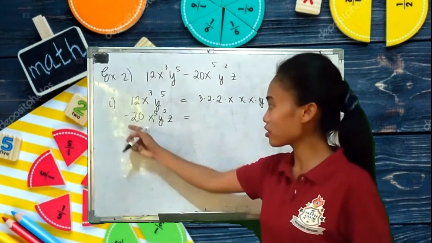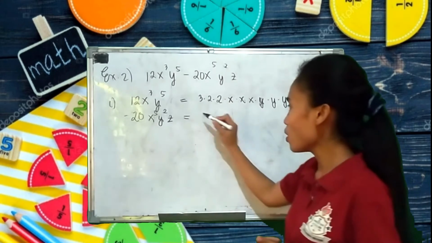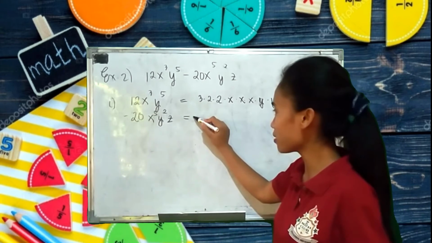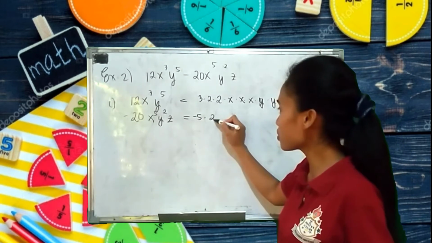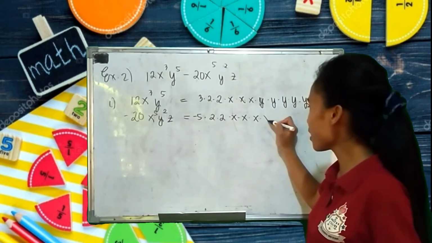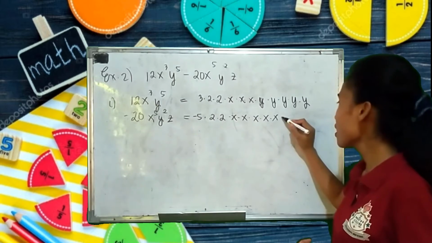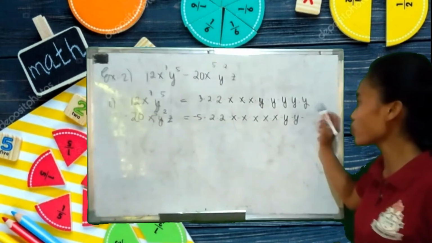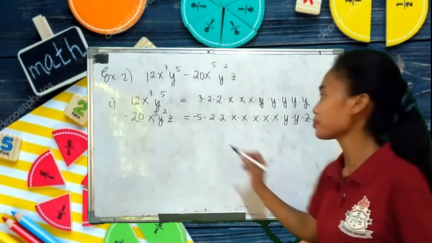And then for the factors of your negative 20, we may write negative 5 times 2 times 2 times x, another x, 5 x's, and then times y, and then z.